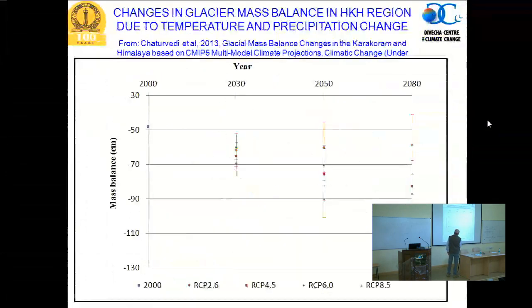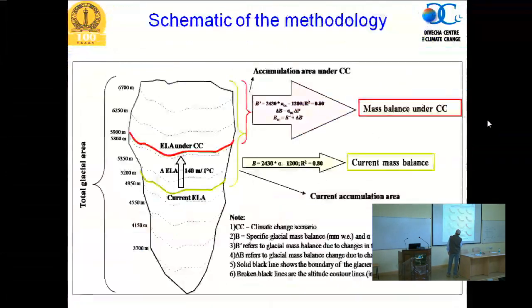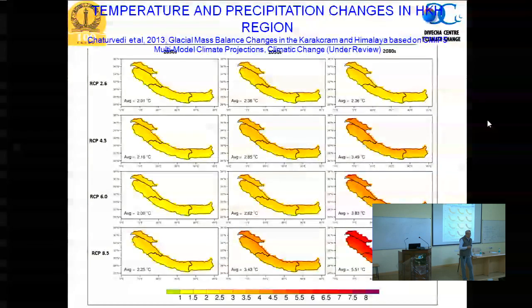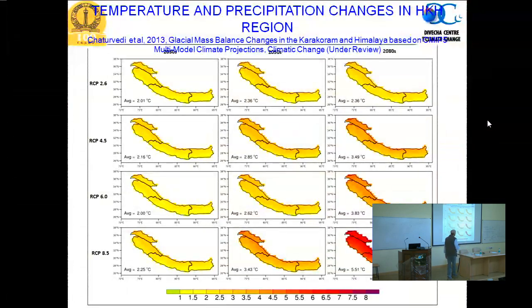What you can see here is that under different scenarios, average temperature will change from 2.2 to 2.36 at different times, like 2018, 2015, then 2030, and in RCP 8.5, which is the worst case scenario, it will be 2.25 to 5.51. So it's quite possible, depending upon what role humanity takes in the future. We do not know how humanity is going to act, but we know it can change. Temperature by 2080 can change from 2.3 to 5.5 degrees Celsius. We do not know what is going to happen, but anything can happen within this range.